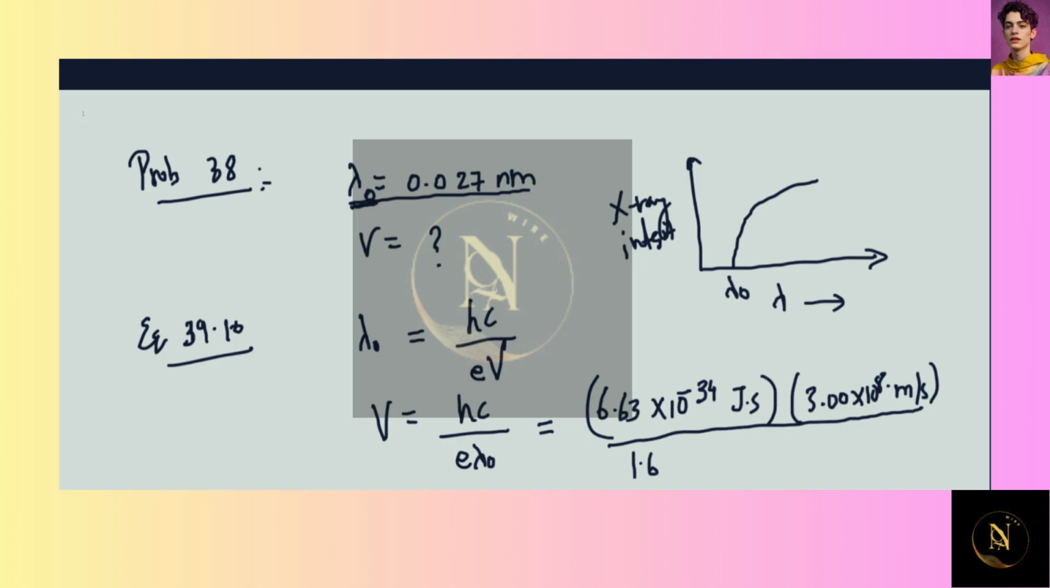1.60 times 10 to the power minus 19 coulombs, times 0.027 times 10 to the power minus 9 meters. So basically this gives us the value for V.